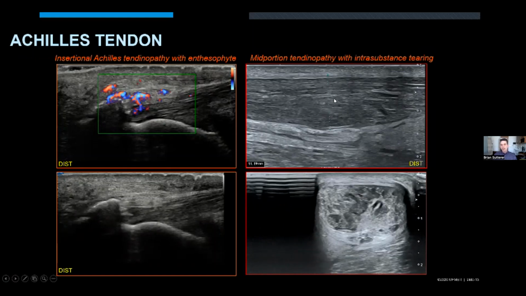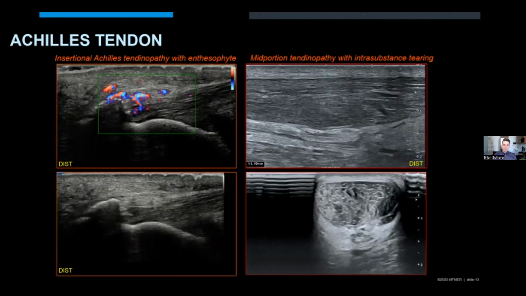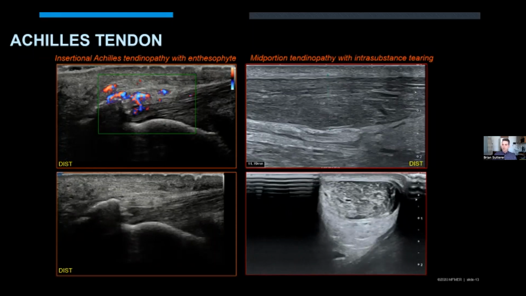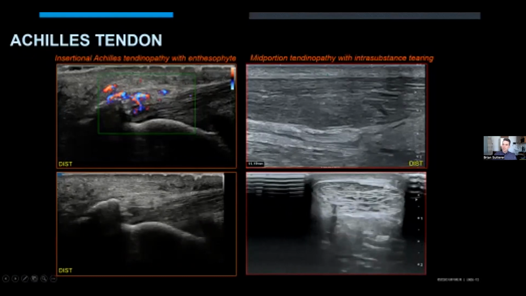And so just to highlight, when you're scanning this area for the Achilles, there's a lot more to think about and consider, which I'm sure will be the topic of other more focused lectures with Achilles cases.